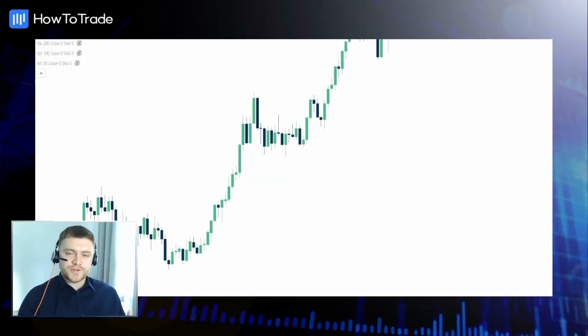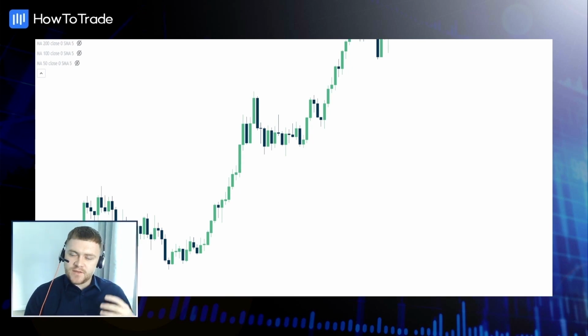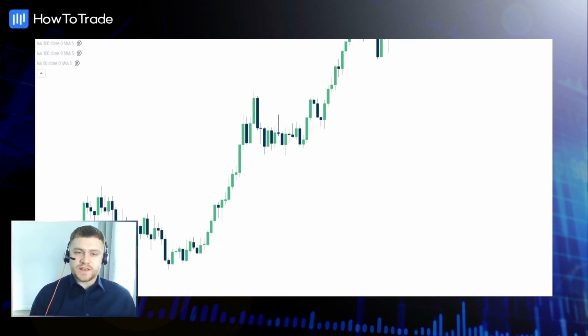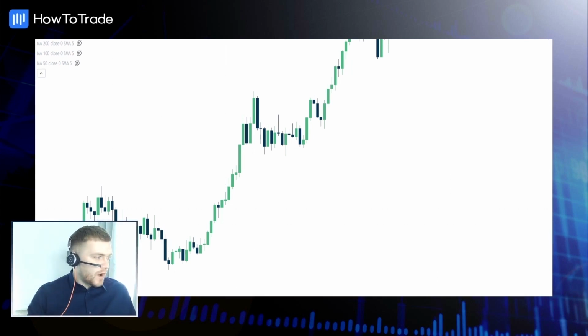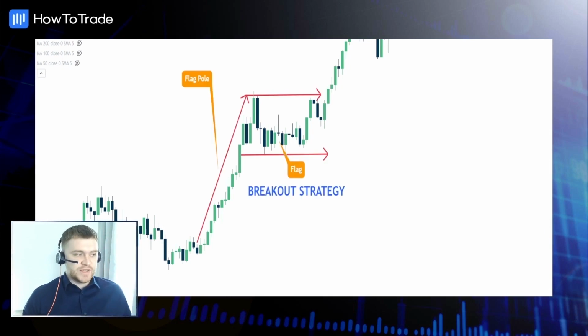So then let's look at how to trade these on the chart. Before we get started, it's important to emphasize that bull flag patterns apply to uptrends. So we're going to want to be focusing on the buy or the long side of the market. And there's two ways you can trade these bullish flag patterns. Number one is the breakout strategy, and this is what we see here.